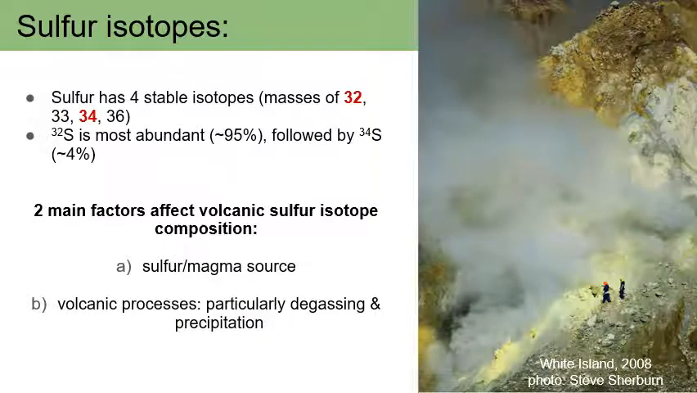Luckily for us, sulfur has several stable isotopes, the most abundant of which are 32 and 34 sulfur. Sulfur isotope composition of volcanic materials is affected by two primary factors: the original source of the sulfur and its isotope composition, and then the volcanic processes which sulfur undergoes, particularly degassing and precipitation of solid sulfur phases.